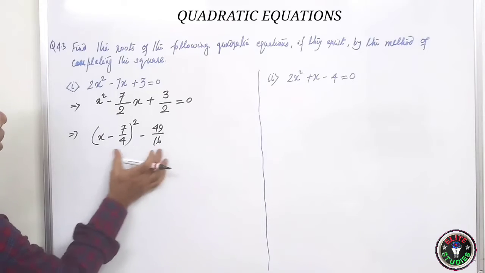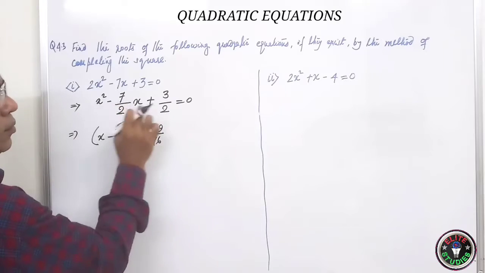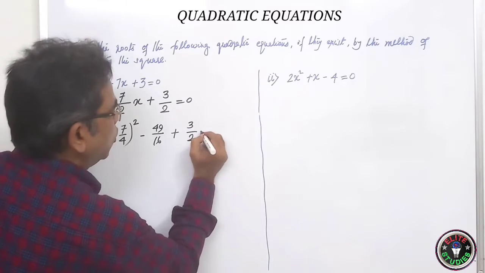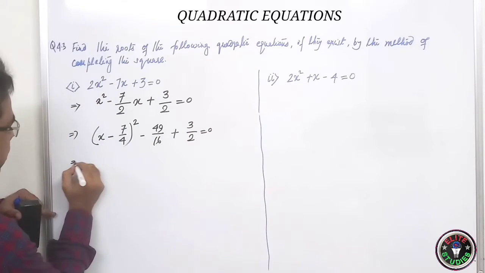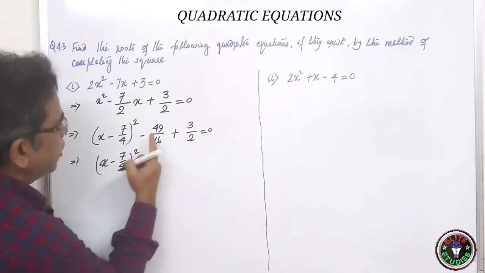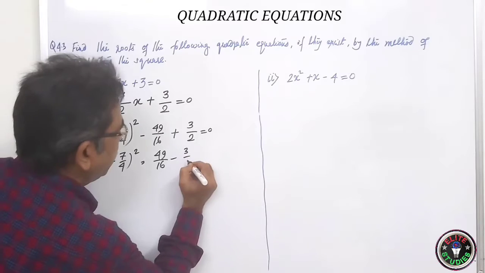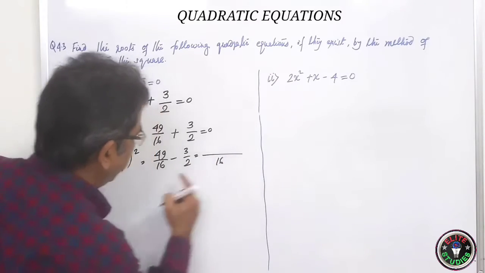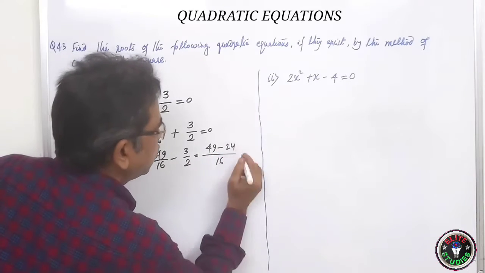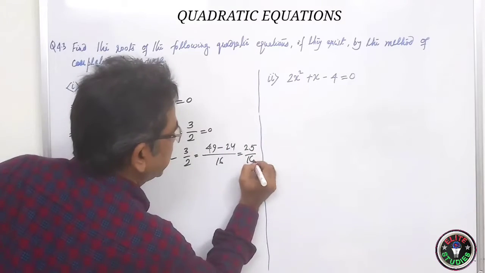Now if you open this bracket and simplify, then you will get this one, plus 3 by 2, equal to. Now what will we do? x minus 7 by 4 whole square, take that side. It will be 49 by 16 minus 3 by 2. So LCM will be 16. It will be 49 minus 2 times 12, wait, 8 threes are 24. So it gives how much? 49 minus 24 is 25, by 16.